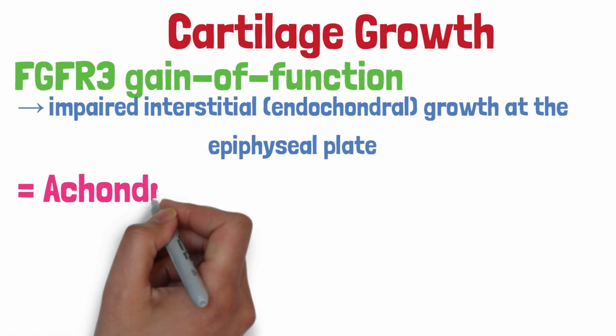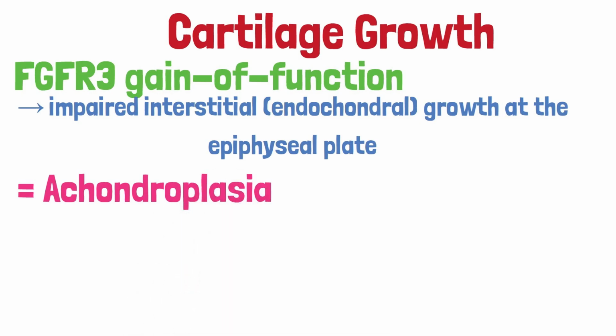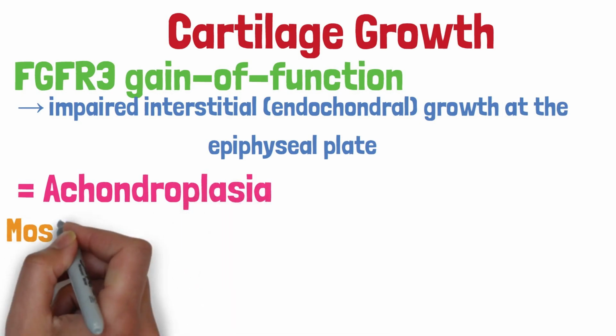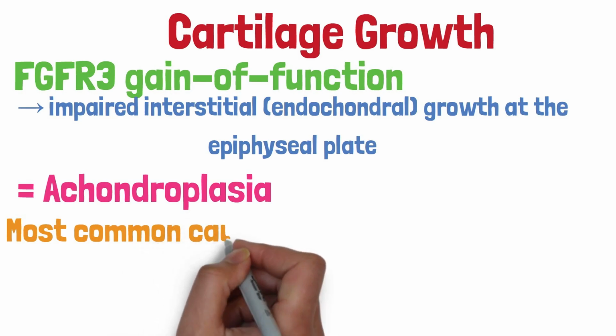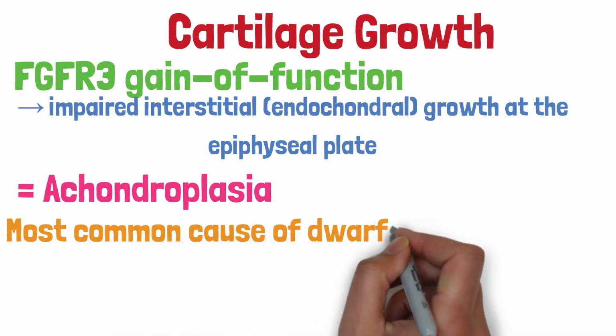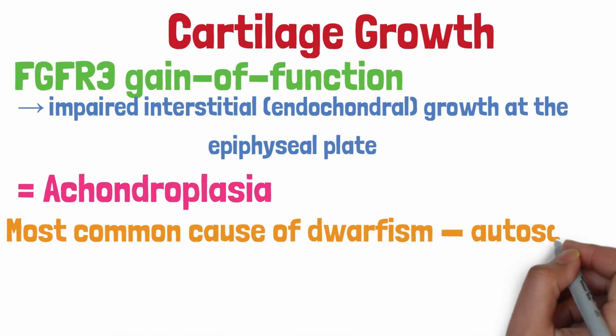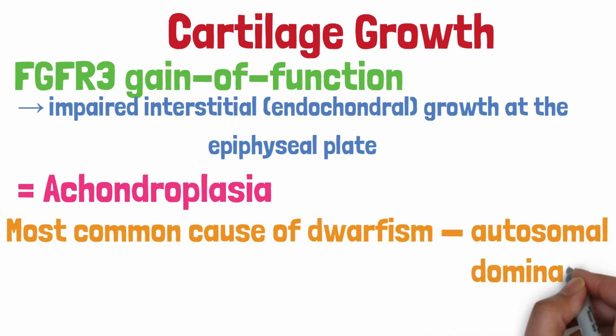That impaired growth plate is what gives you achondroplasia. It's the most common cause of dwarfism. It's autosomal dominant, and on your exam, short limbs plus a normal trunk should immediately point you toward an FGFR3 problem at the growth plate.